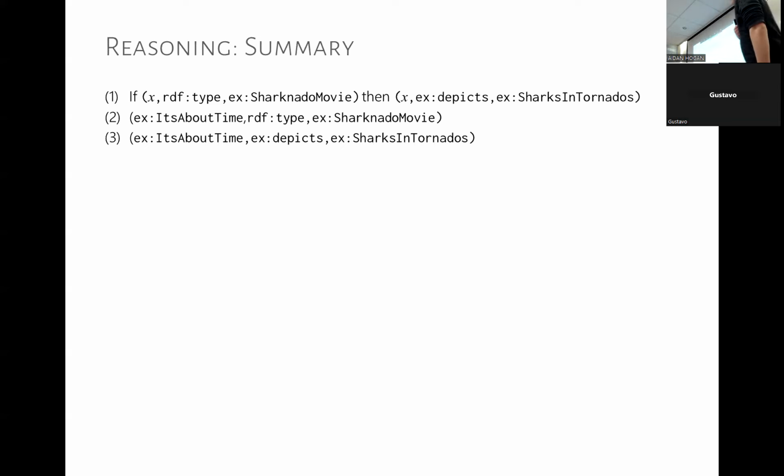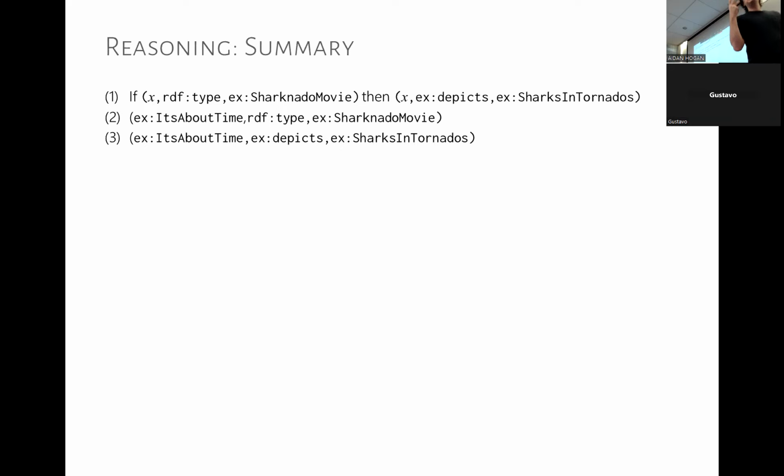So as a summary, if we try to organize these a little bit better, we have 3 different things here. The first thing is a rule, which says that if X is of type Sharknado, then X depicts sharks and tornadoes. So this is maybe not the best modeling, but hopefully it's understood. So if X is a Sharknado movie, then it has sharks in tornadoes. It's About Time, I think it's the third one, is of type Sharknado movie. It's About Time depicts sharks in tornadoes. So we have essentially a rule, a premise, and a conclusion. So we have these three different elements.